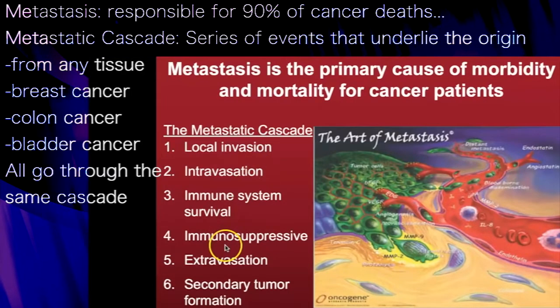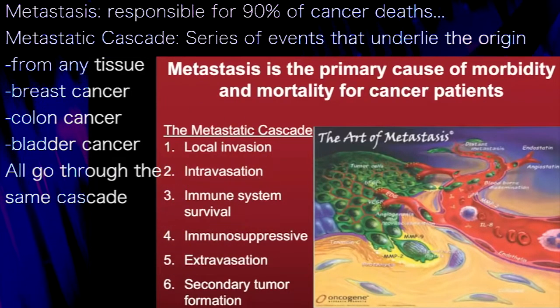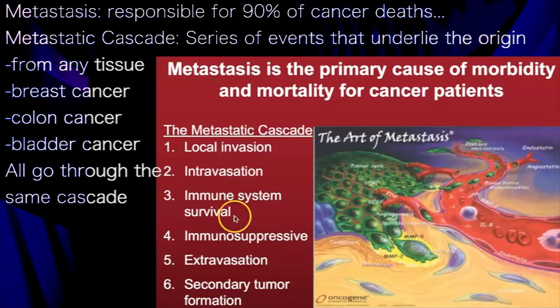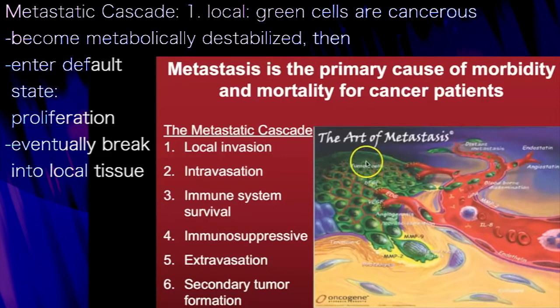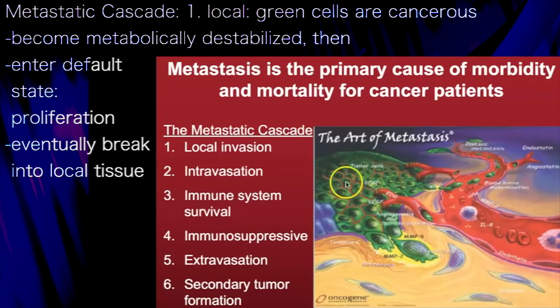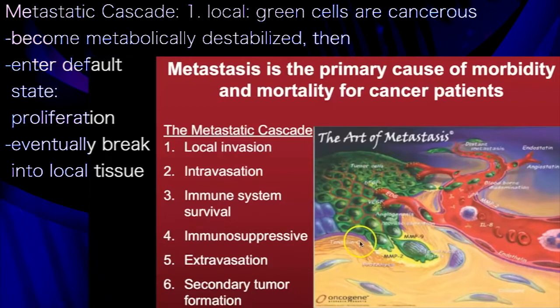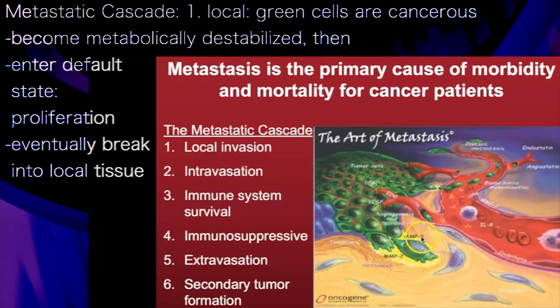cancer, bladder cancer. All these different cancers, to spread around the body, go through the same cascade. First, there's a local invasion. Here are the green cells represented as the cancer cells. They become metabolically destabilized, enter their default state of proliferation, and eventually break through the basement membrane and enter into the local tissue.